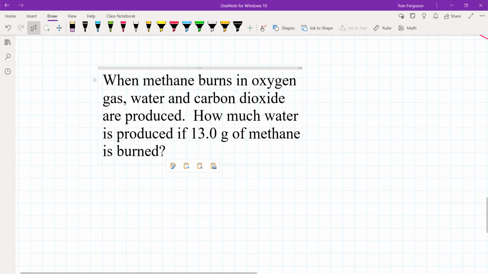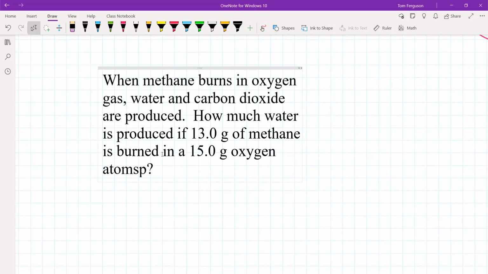Okay, so we're going to modify this. How much water is produced if 13 grams of methane is burned in, let's say, 15 grams of oxygen? So we have 13 grams of methane, 15 grams of oxygen. How much water do you produce? So what's the given here? That's one given. Yeah, we've got two givens.